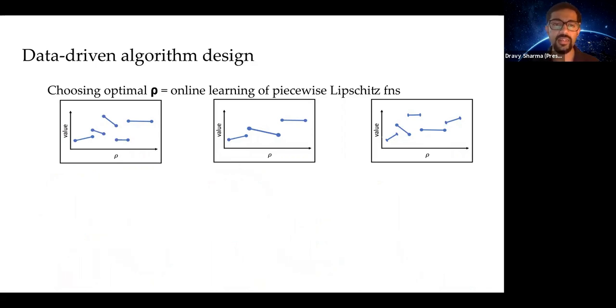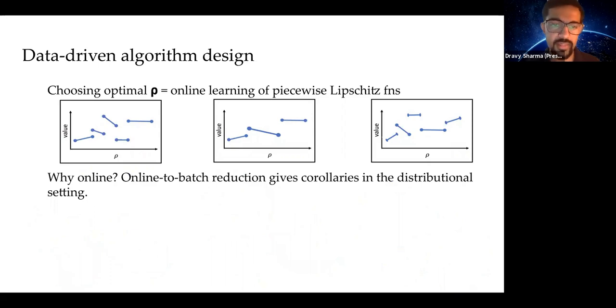Why are we doing this online? The reason is we can always do an online to batch reduction to give corollaries in the distributional settings. It's more general. There are more interesting things in the distributional setting, but at least the online learning implies something in the distributional setting. All right. So with that motivation, and also it's a natural way to look at it, our formulation is repeated instances, and we want to look at an online version, right?